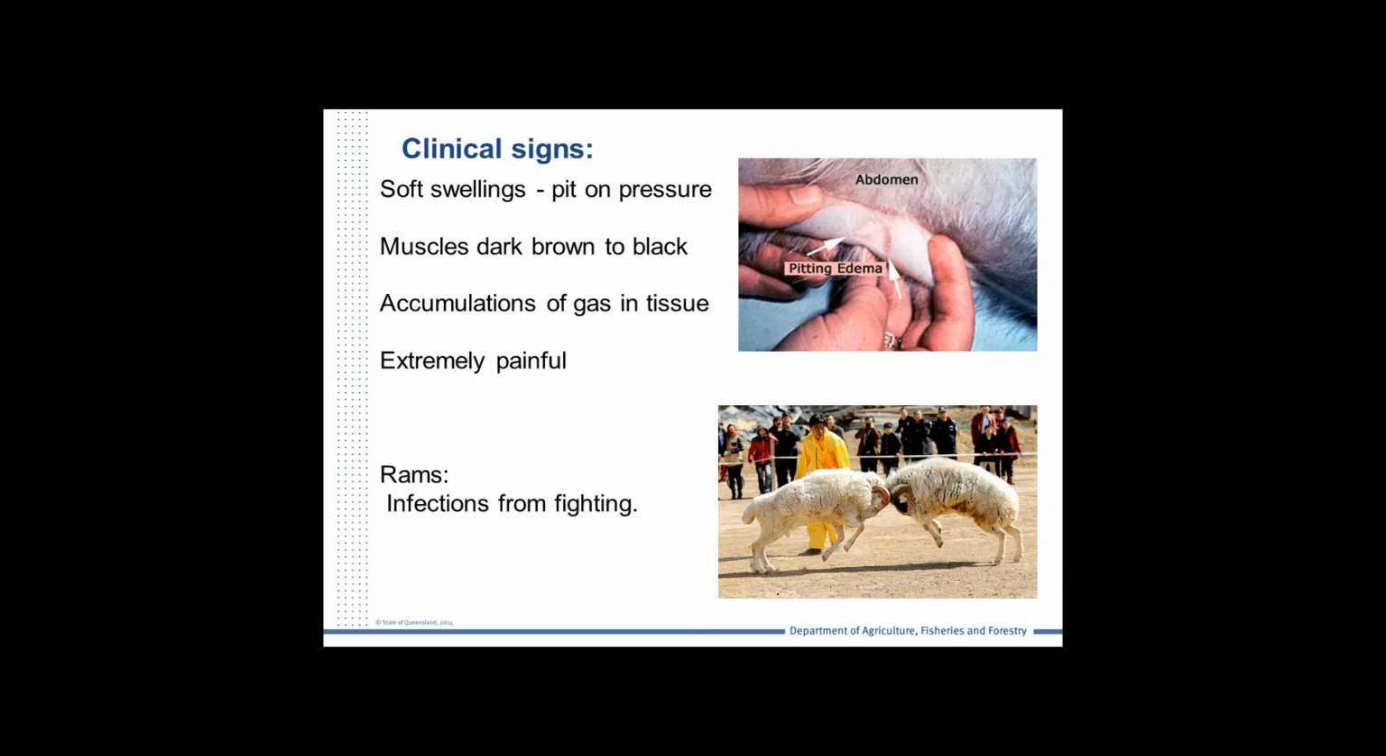The muscles affected are generally dark brown to black in colour, and they may have accumulations of gas in the tissue as well. The infected muscles are extremely painful and may result in a systemic toxemia. You may lose the skin over the area of an infection. You may also see severe edema of the head in rams after they develop wound infections from fighting. You can also see malignant edema with lacerations of the vulva if there's been some trauma during delivery as well. Those animals may die within 24 to 48 hours.